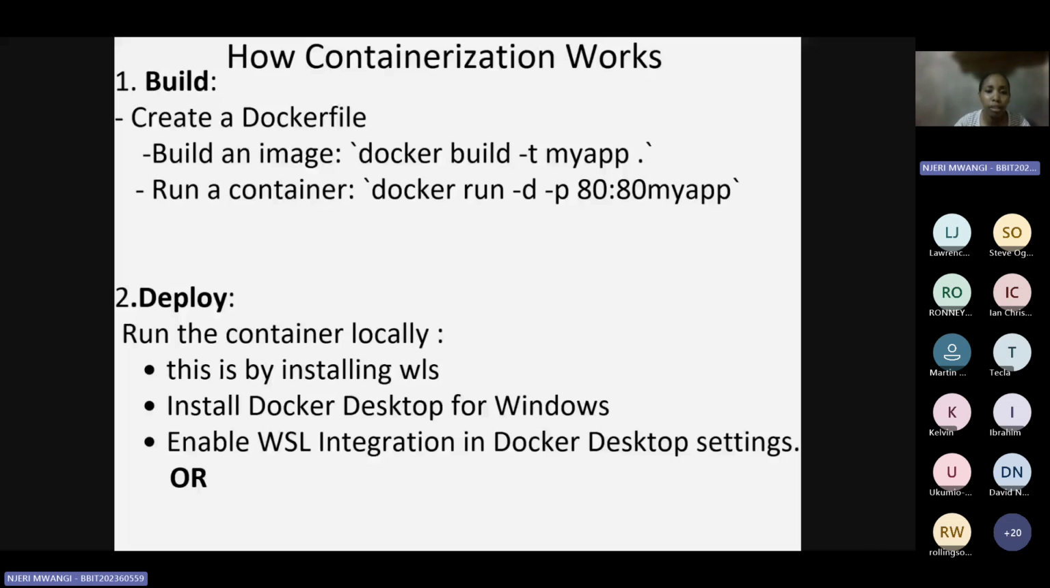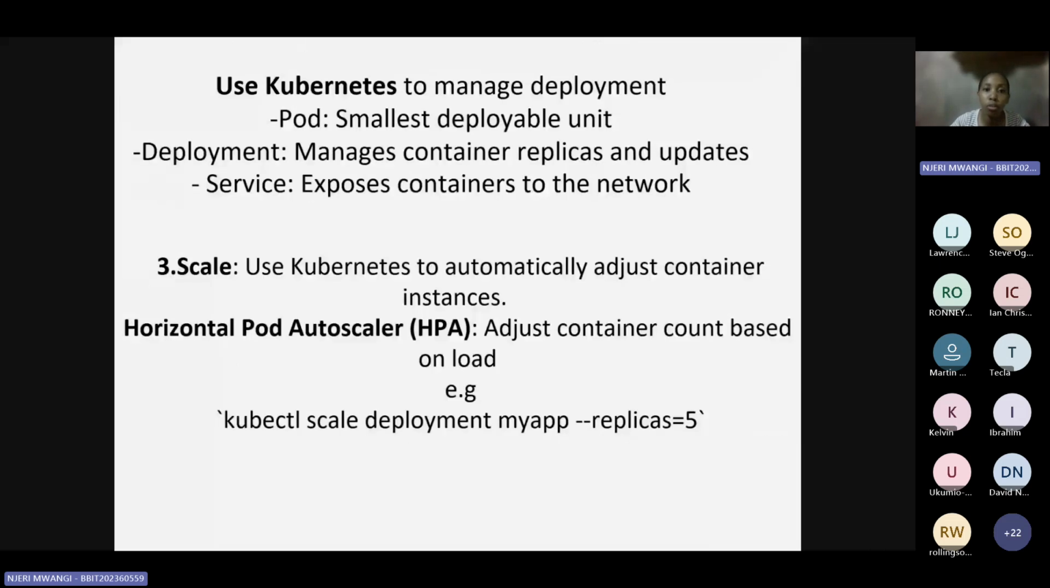So by deploying locally, you're supposed to install WSL. This is Windows Subsystem for Linux. This is very essential if you're using Docker. Then the second step for running locally, you're supposed to install Docker Desktop for Windows. So this is specifically for Windows. There are some for Mac OS or Linux. And in the settings of Docker Desktop, you can enable AWS integration, and then you can deploy your image in the container. Or we have said that you can use Kubernetes.